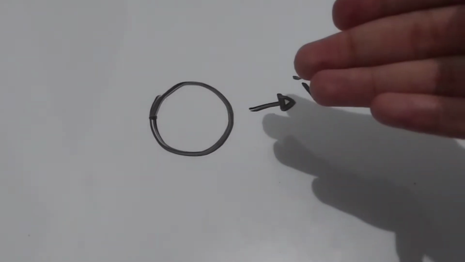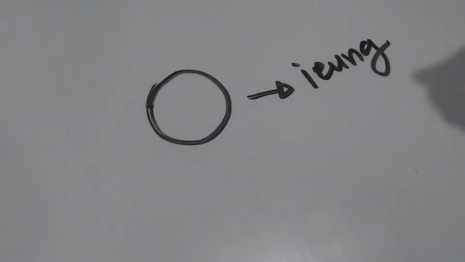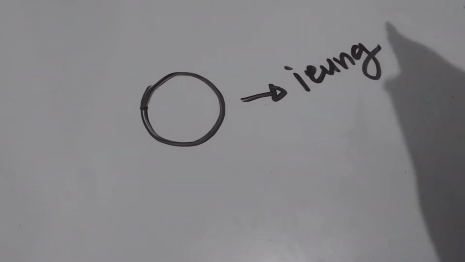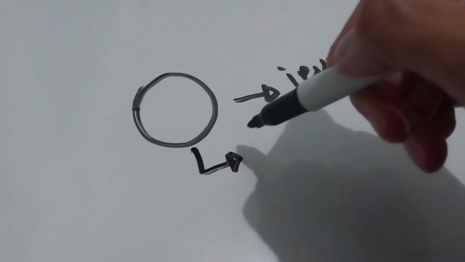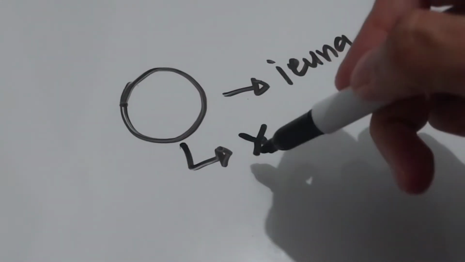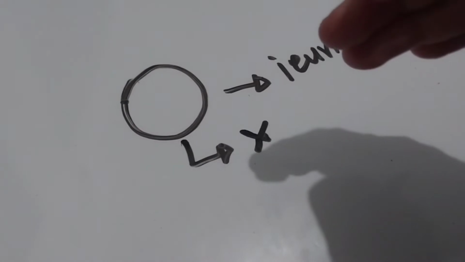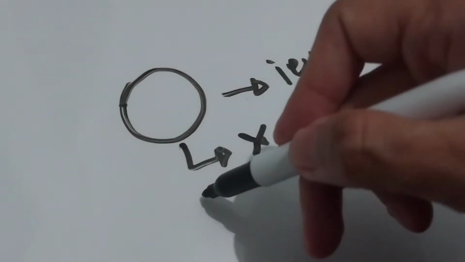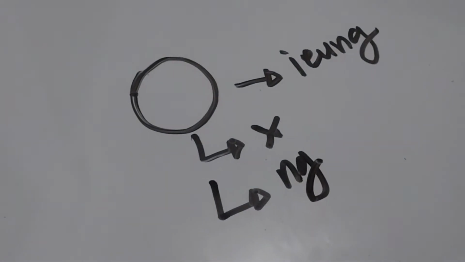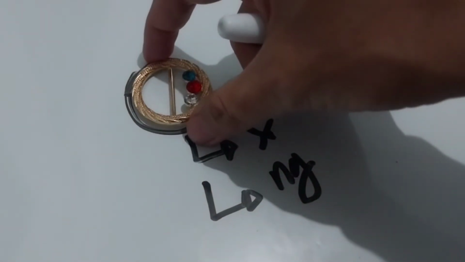this is just a circle. But the thing that you need to know about iung, when you see iung as the first or the initial consonant, you don't need to sound it. It will be a silent consonant. But if you see iung as a final consonant, then you need to sound it as ung. And for this video, I'm going to use this circular pin to represent iung.